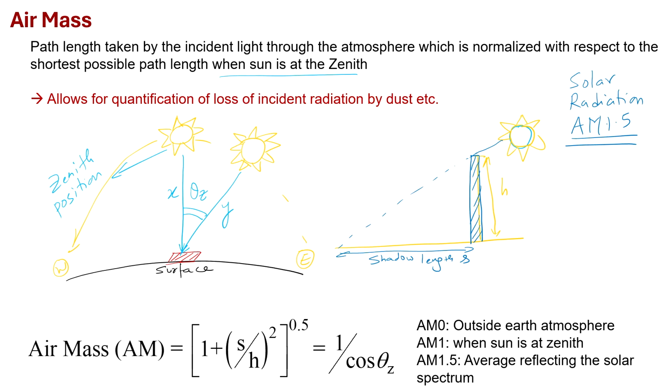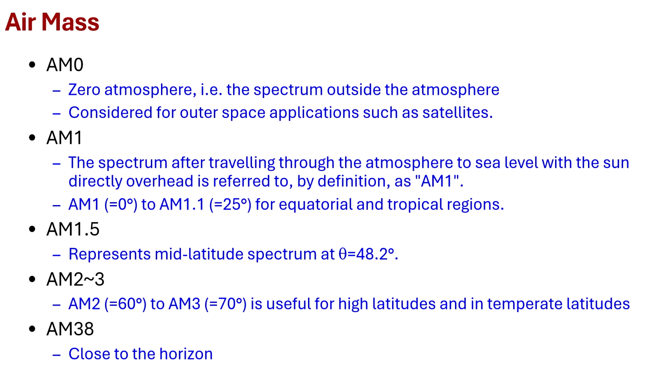So, we need to average it out. AM 1.5 for generally places like India reflects the average of the solar spectrum that we receive throughout the day. So, let us define these values. First is AM 0. AM 0 means 0 atmosphere, that means the spectrum is outside the atmosphere, and this is generally considered when we do not want to consider the atmospheric losses, and this is mainly for outer space applications such as for satellites. So, this we do not use for Earth.